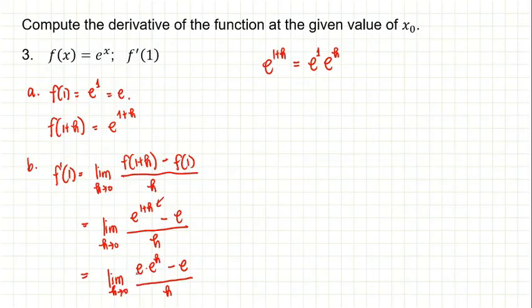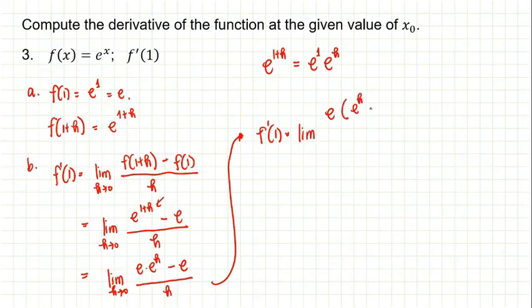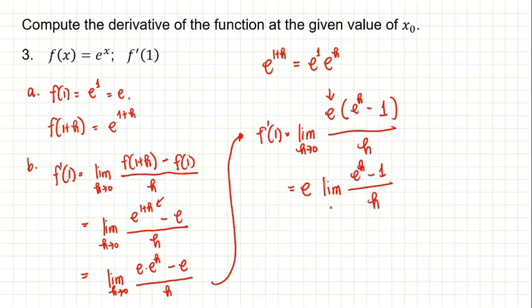Okay? And you can see here that e is common. So we can factor out e. So we will have f prime of 1 is equal to the limit of e times e to the power of h minus e divided by e is 1 na lang kasi lumabas na si e all over h as h approaches 0. And you can see that e here now is a constant. So we can factor out e. So we take e out. So we will have the limit of e to the power of h minus 1 all over h as h approaches 0.